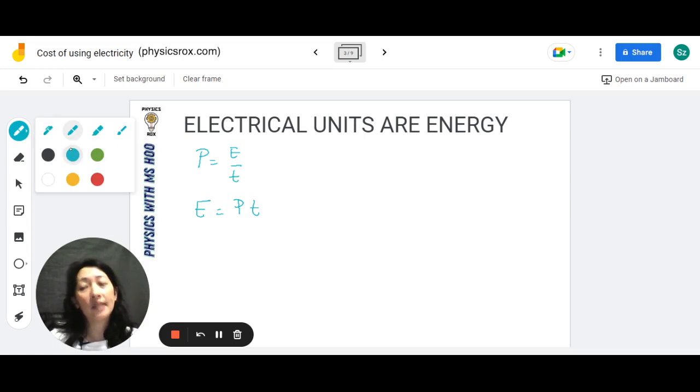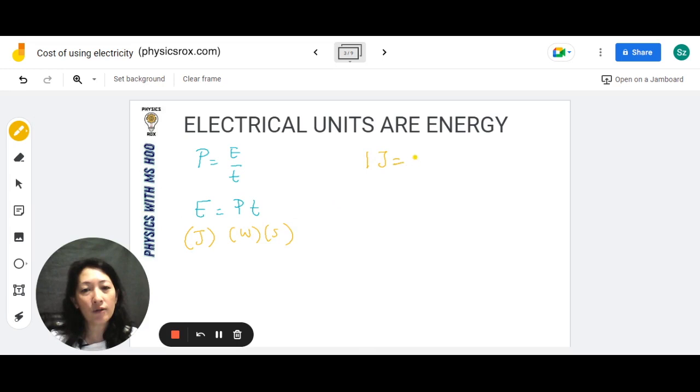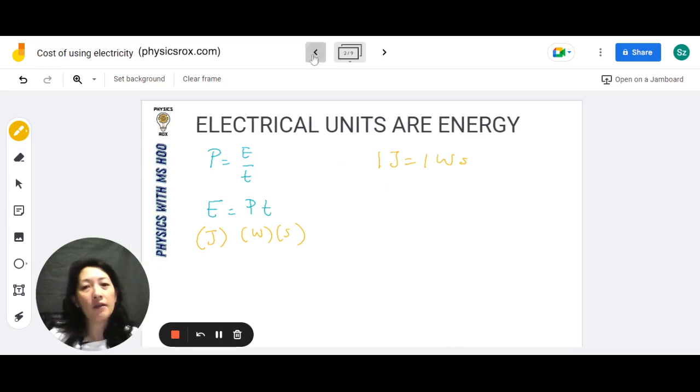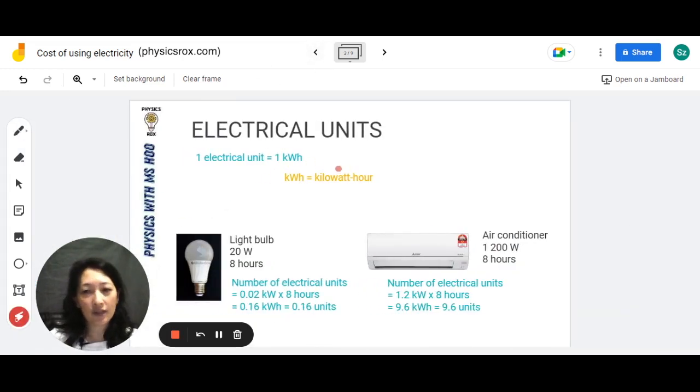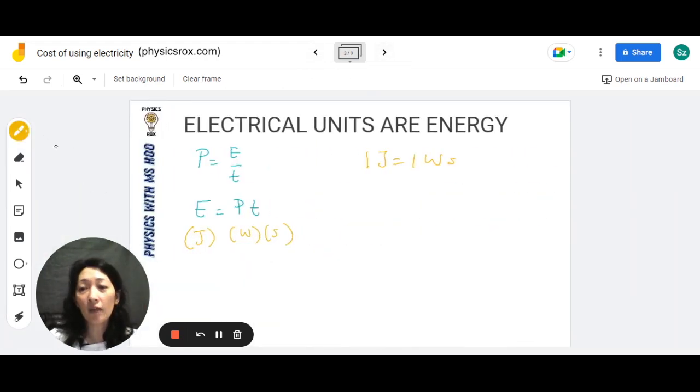Now, you would typically know energy in terms of the unit joules, and power is watt and time is second. So basically, we know 1 joule is actually 1 watt second, or 1 watt times 1 second. But if you look at electrical units here, kilowatt hour, kilowatt is the unit for power and hour is the unit for time.